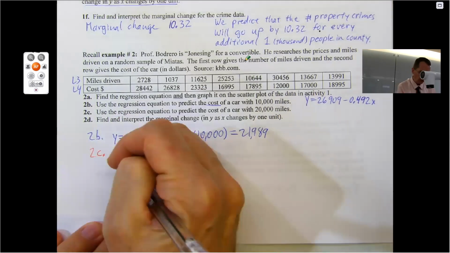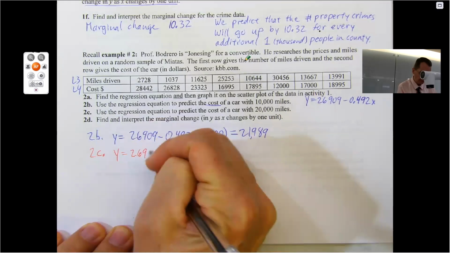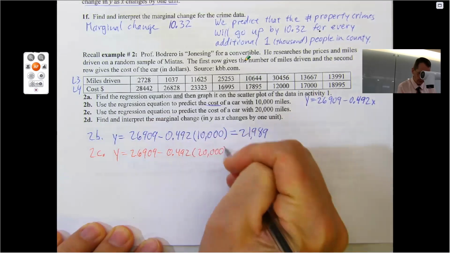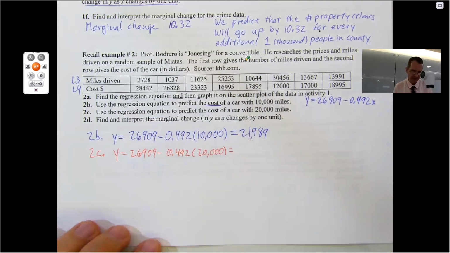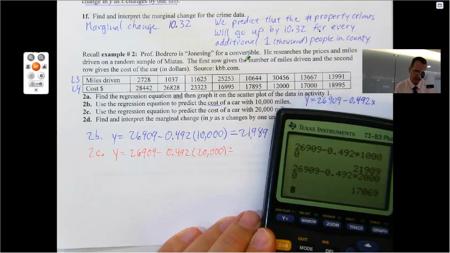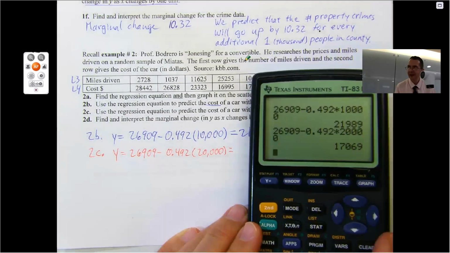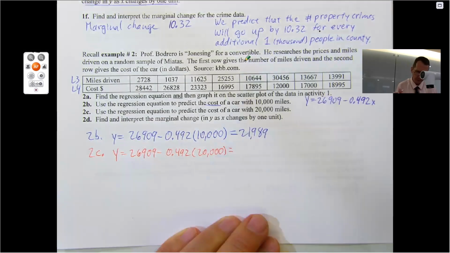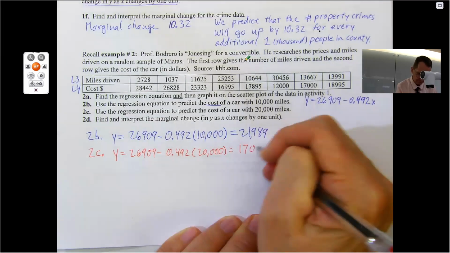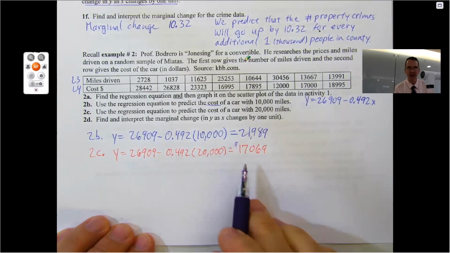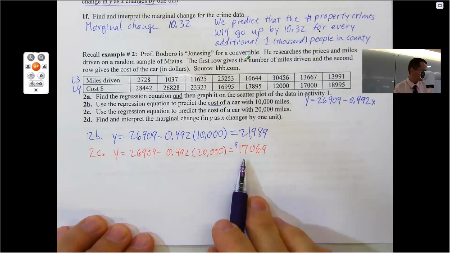What about the prediction for a car with 20,000 miles? Should be lower because more miles. The car's used up some more, so it's worth less. So I get about $17,069. That's maybe a little bit more in my price range as a teacher. Once again, it's not going to be exactly that amount, but it gives me a pretty good feel.